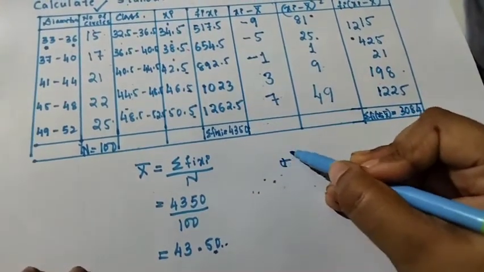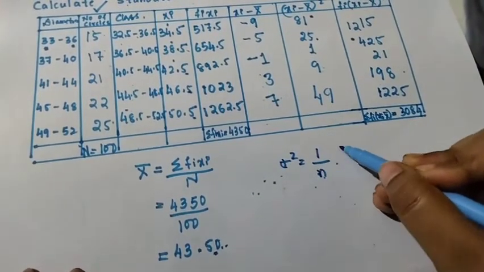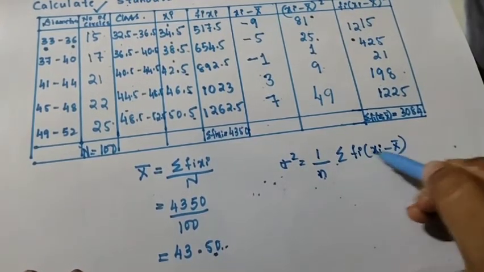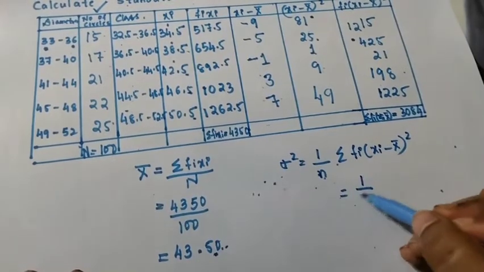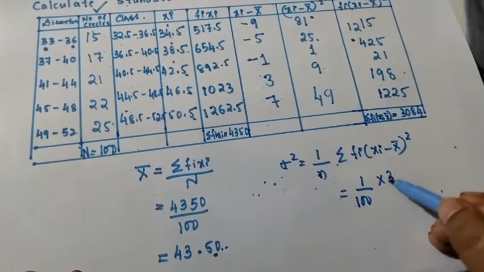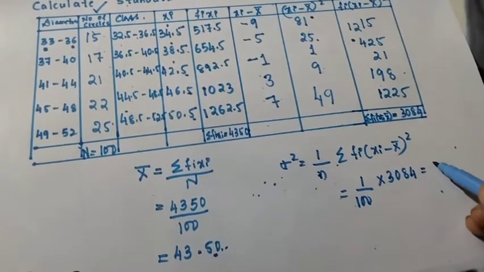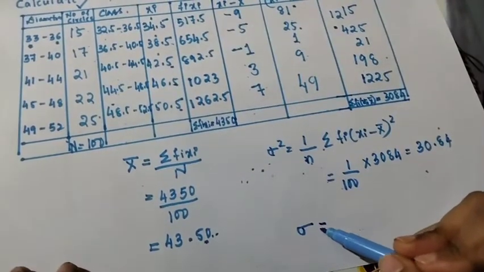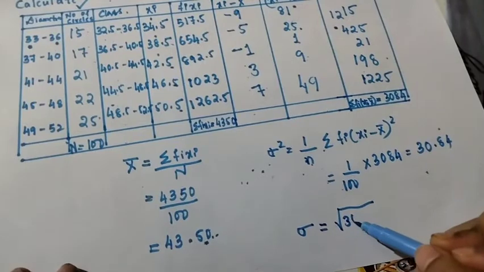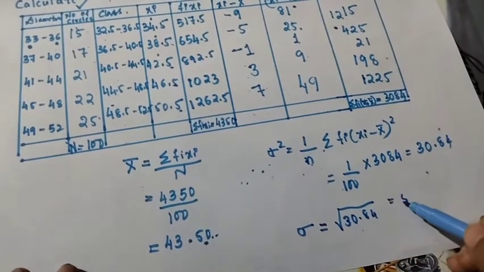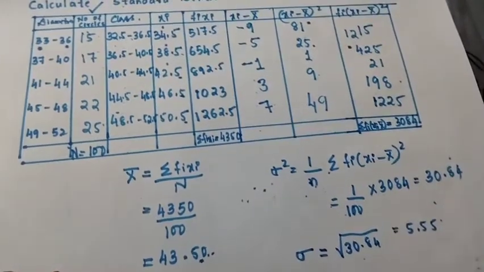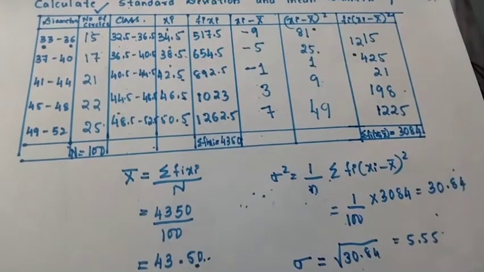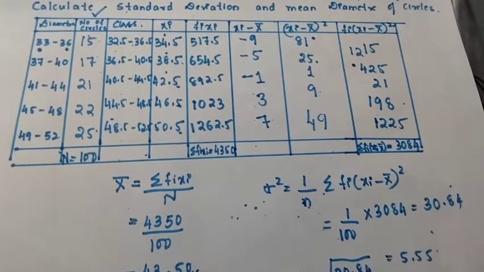Lastly, variance is equal to the formula 1 by n summation fi into xi minus x bar square. So it is 1 by 100 into 3084, which is equal to 30.84. They have asked you to calculate the standard deviation, so it is the root of 30.84, which is equal to 5.55. The only difference in this example is that the class intervals are not given as continuous, so make them continuous. Then calculating the standard deviation and mean is the same.